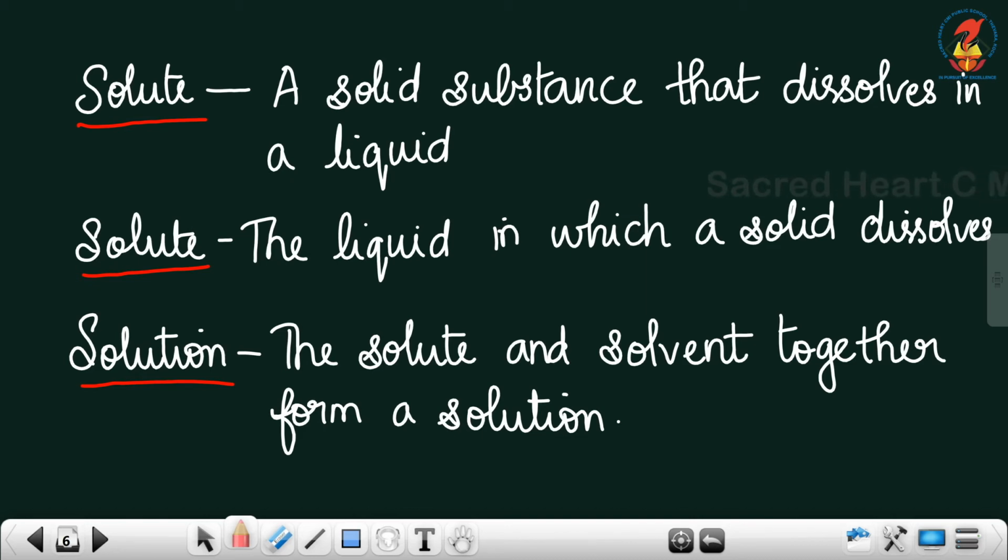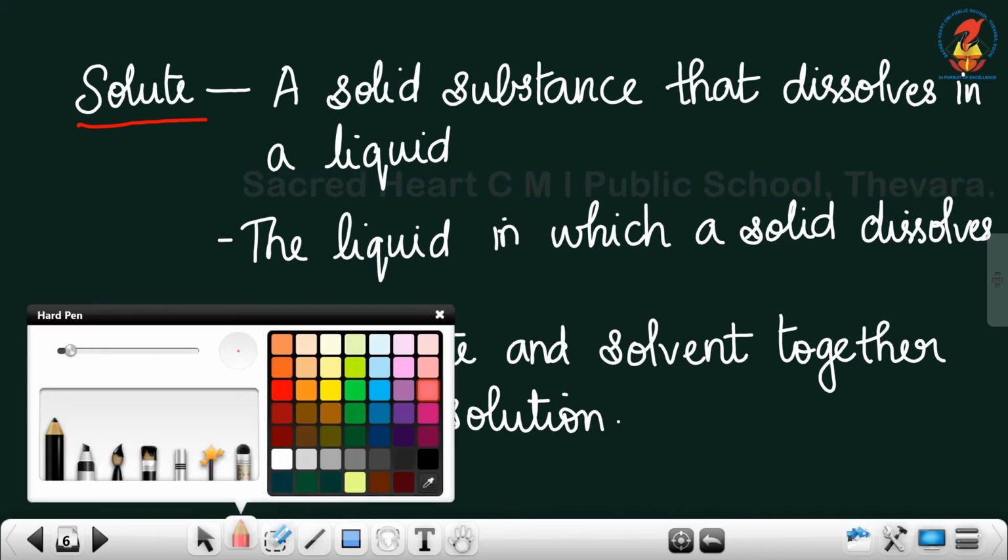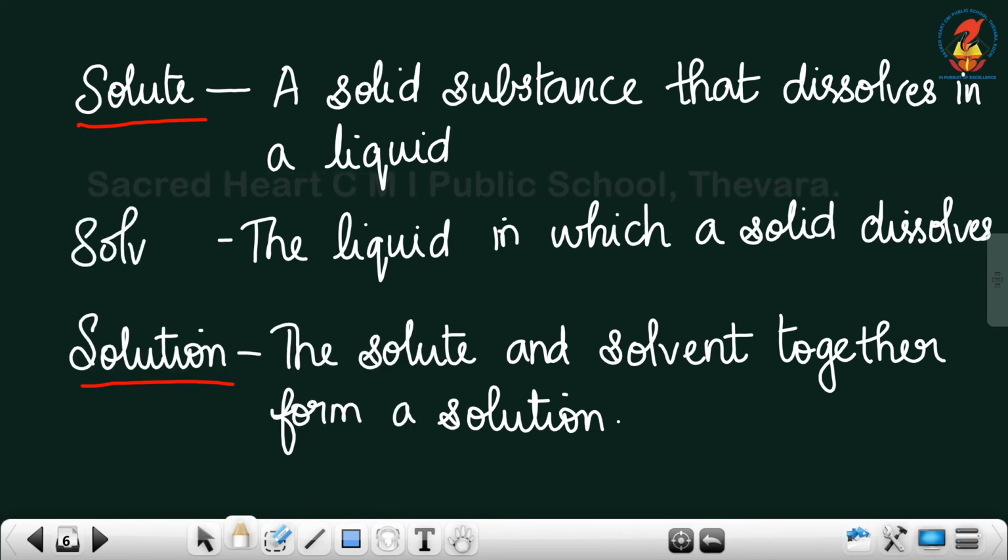Solvent, there is a mistake. This is solvent, okay. Solvent is the liquid in which a solid is dissolved, and solution is the final product that you obtain by adding solvent and solute. I will repeat once again. Solute is the solid substance that dissolves in a liquid. Liquid means the solvent. For example, sugar and salt.